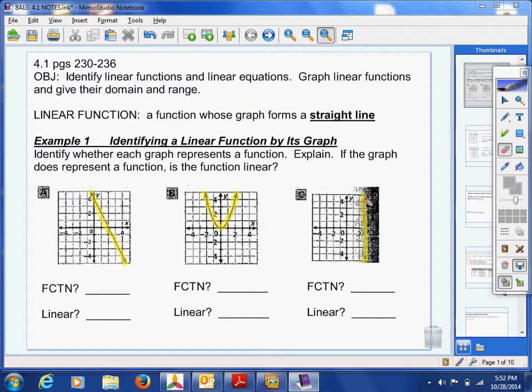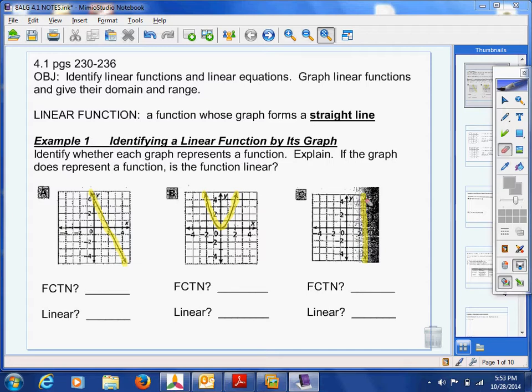Our objective today is to identify linear functions and linear equations. And we're also going to graph linear functions and give their domain and range. So let me give you a definition first of all. A linear function is a function whose graph forms a straight line.